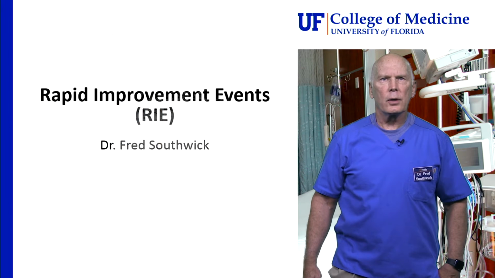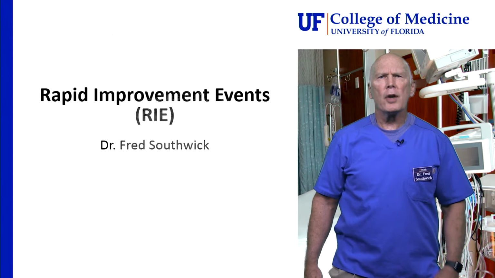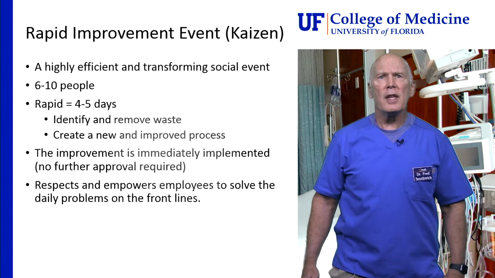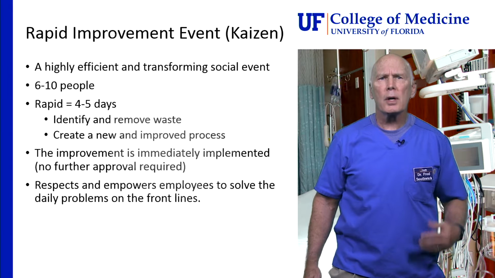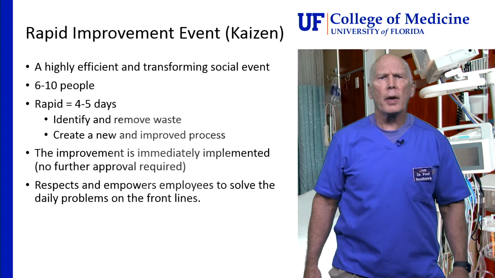In the last session, we discussed process maps and pointed out that these maps are generally used in conjunction with rapid improvement events, or as many TPS experts call them, Kaizens. In this session, we will describe this important approach for improving quality and efficiency of patient care.